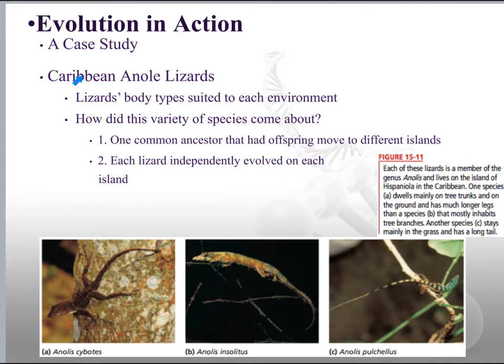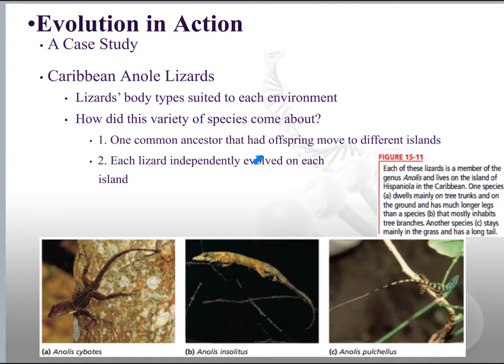So we're going to look at first these anole lizards. They are in the Caribbean, and they have varying body types here. You can see different colors. The legs are different lengths. The tails are different lengths. And so, right, just like Darwin wondering about the finches and the tortoises and the Galapagos, how did this variety of species come about in that one area?